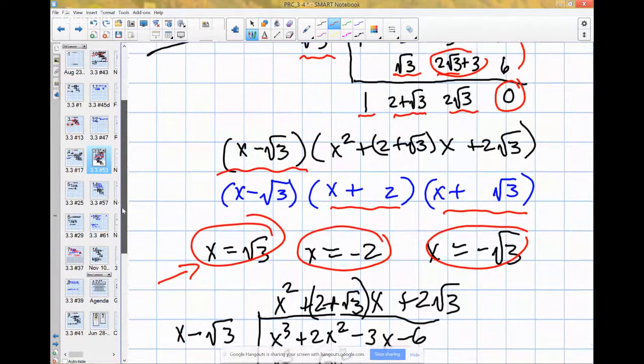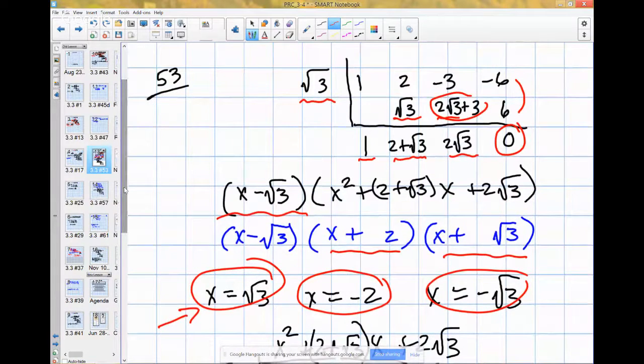So the book told you to do 2 things. Show that the square root of 3 works. We did that right here by that asterisk. And then it said, show all the real zeros. That would be done basically on that line. So there's number 53.